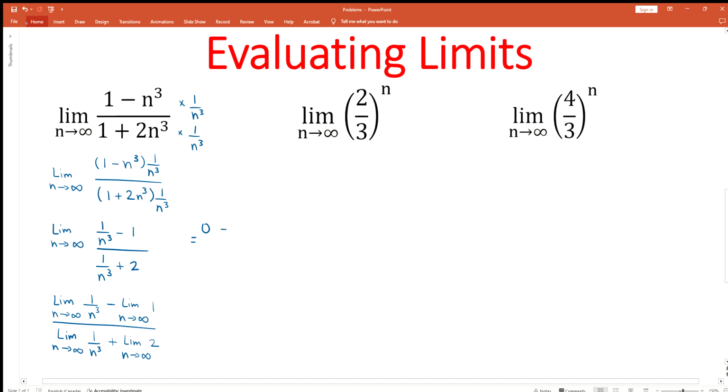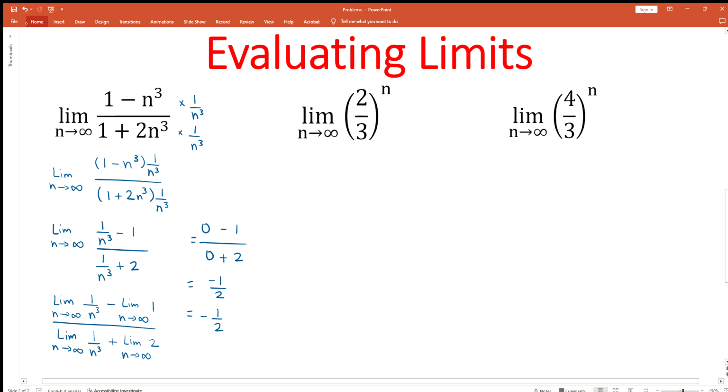1 is a constant, so limit n approaches infinity for 1 is equal to 1. In the denominator, limit n approaches infinity for 1 over n cube is equal to 0. 2 is a constant, so limit n approaches infinity for 2 is equal to 2. So the value of the first limit is negative 1 over 2.